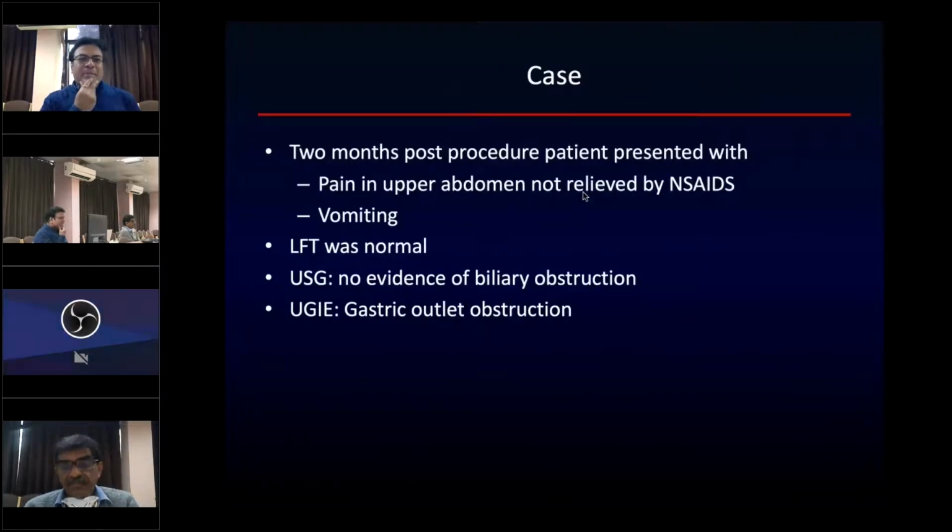So the patient came again 2 months after this with pain in the upper abdomen not relieved by NSAIDs, and vomiting. So we did an ultrasound which showed there was no evidence of biliary obstruction. LFT was normal and endoscopy revealed presence of outlet obstruction.